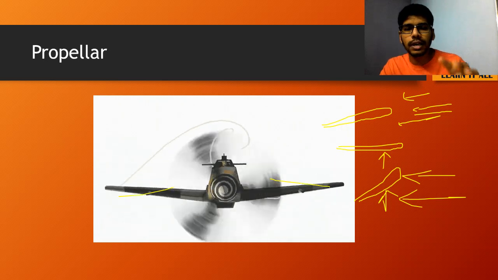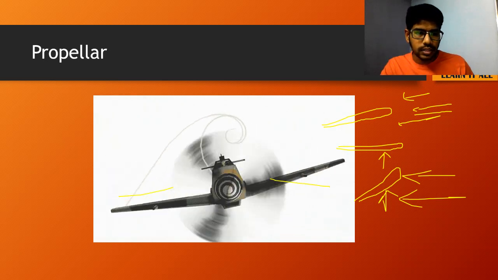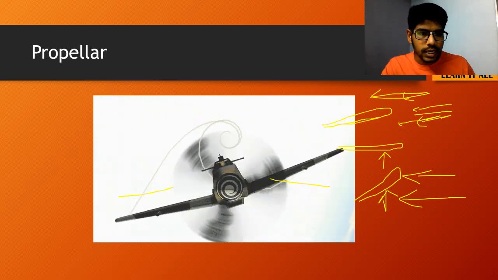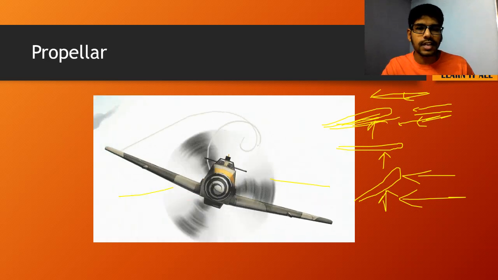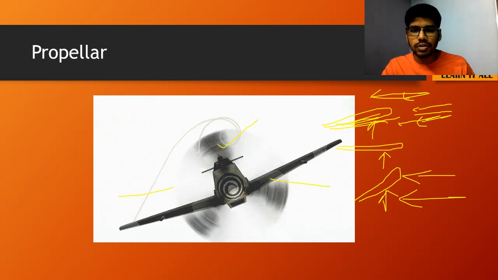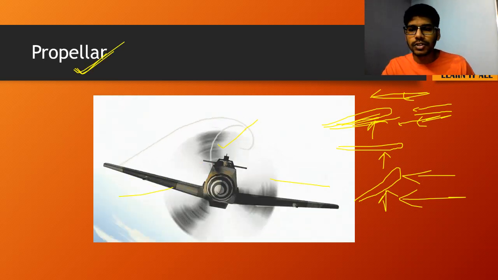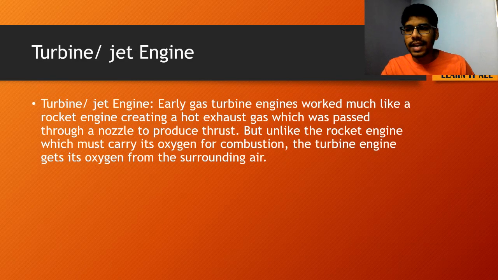This is how the propeller actually works. So when the air is actually moving towards the wings, depending upon the direction of the wing, the upward thrust is actually produced, right? That is how the airplane moves using the propeller, right? The next system is the turbine. So next one is the turbine.